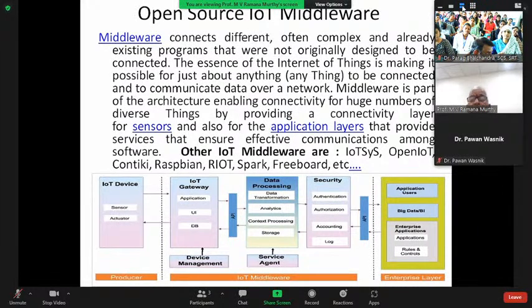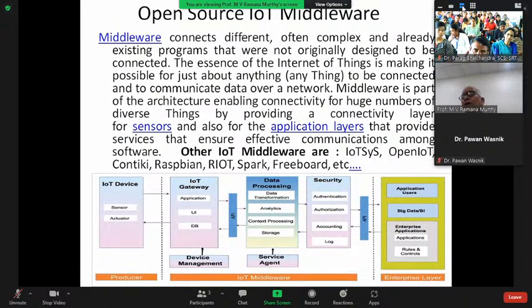Other IoT middleware includes Open IoT, Contiki, Raspberry, and Spark, Freeboard, etc. All these are available. IoT devices include, as I told you, sensors and actuators. When we go for middleware, this is a combination of device management and service agents. It includes IoT applications and databases. Then there is data processing, where data transformation happens. You have to analyze the data if analytics are required, and context processing is also required, and you need to store it and then go for deployment.